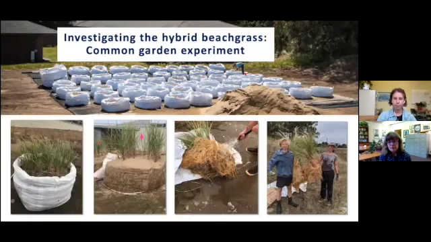And then one of the things that we really wanted to know was what would happen if you planted the hybrid in a common garden situation. So you took the hybrid and the two parent species and you planted them in a common environment, to see what would happen in terms of their growth. So who grows faster and who grows slower, and then also in terms of their interactions with each other.